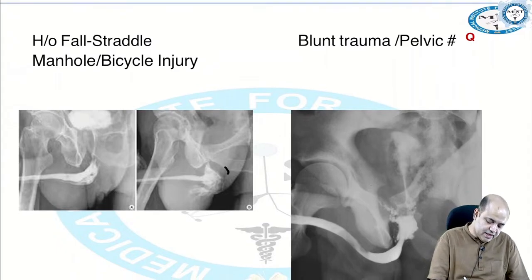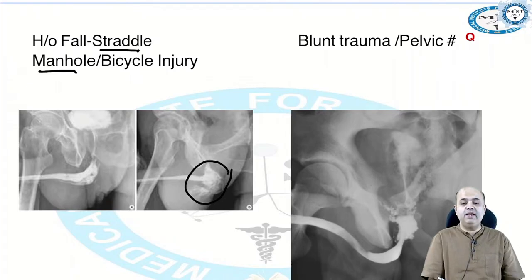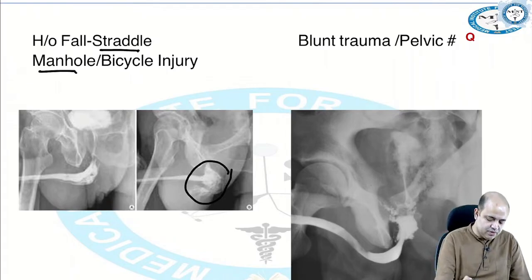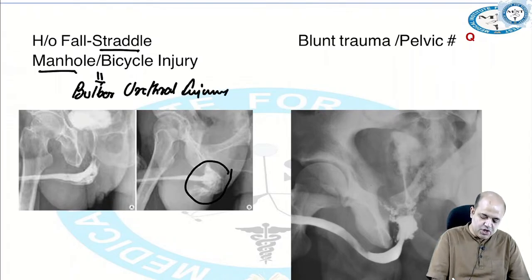Here we can see there is an extravasation of the contrast. There is a history of a straddle injury or bicycle injury. There is injury to the bulbar urethra. Bulbar urethral injury.